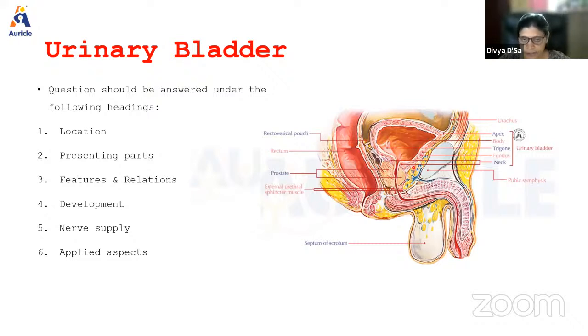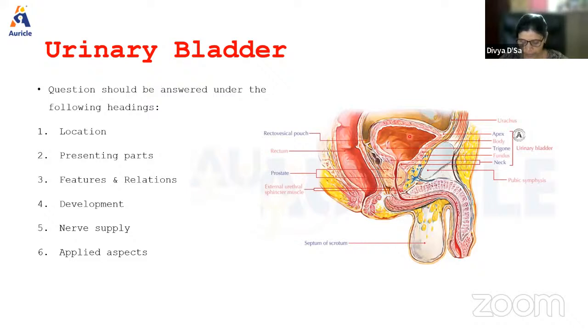In children, the bladder is abdominopelvic, that is, it occupies both abdomen as well as pelvis, because the pelvic cavity in children is small, and the bladder neck will be at the level of the upper border of the symphysis pubis. Here will be the symphysis pubis, so the bladder neck will be a little above here. In adults, it is in the pelvis when it is empty, whereas when it is filled, it comes above the plane of the lower border of the symphysis pubis.